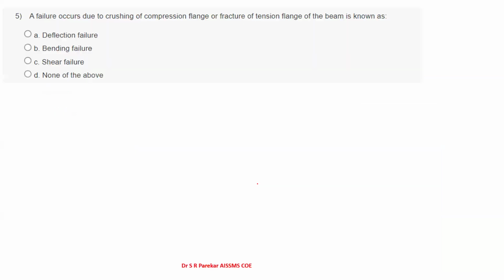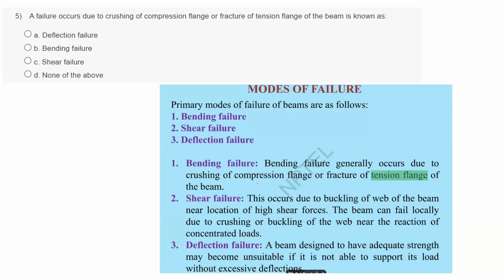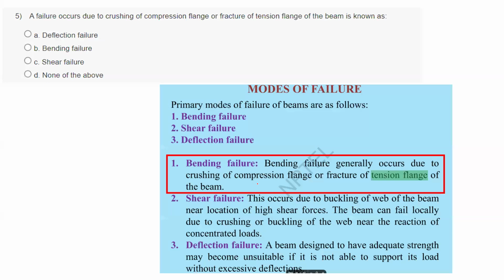Then we have, if the failure occurs due to crushing of compression flange or fracture of tension flange of the beam, it is known as. These are the three failures: bending failure, shear failure, and deflection failure. So now, due to compression flange, and we know compression flange goes to bending, so bending failure. So we have option B.